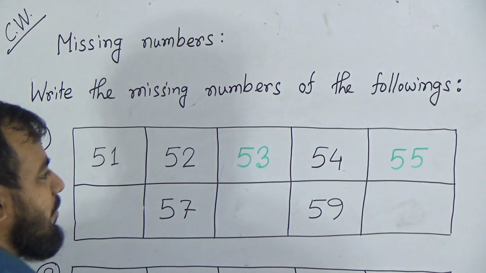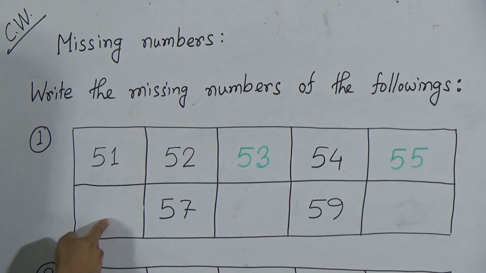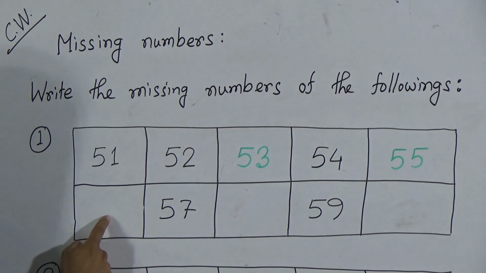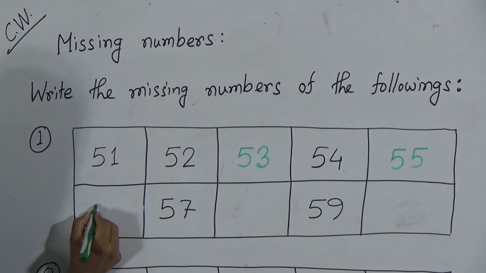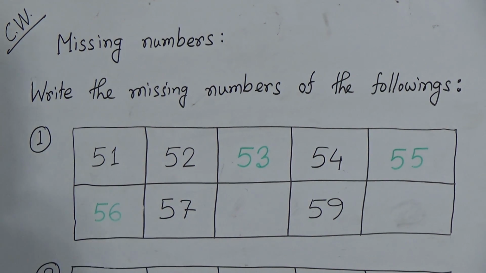Okay. Now after 55, which number comes here? This is also a gap. That means after 55, which number comes, that number needs to be written down in this box. And we know that after 55, the number that comes is 56. 5 and 6 makes the number 56.